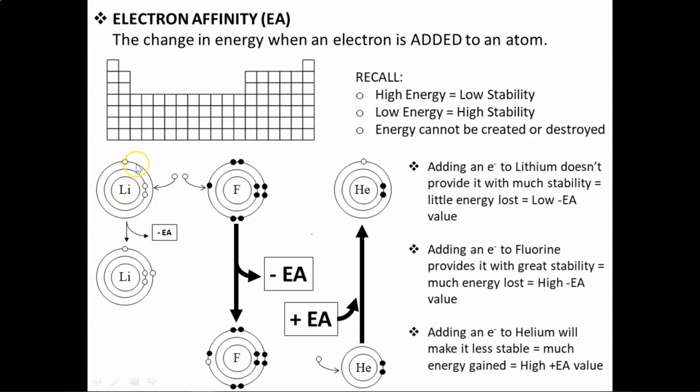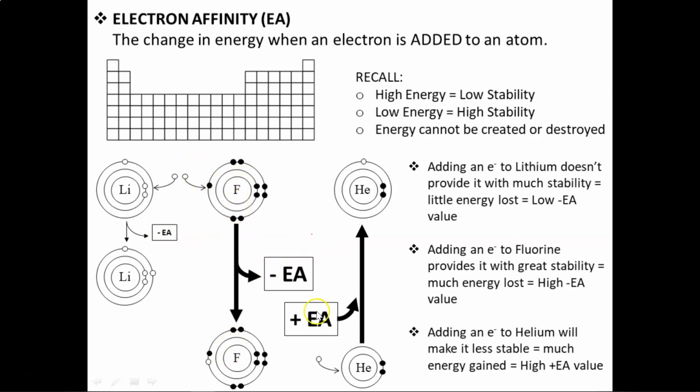Looking at lithium, however, gaining an electron doesn't really help the lithium become super stable. Remember, it would have to gain 7 more electrons to achieve a full valence shell. So adding 1 extra electron doesn't really help lithium all that much. That is why its EA value is much smaller than fluorine's. Adding an electron to lithium doesn't really do too much in terms of stability, so very little EA is released, but adding an electron to fluorine does a lot for its stability, so a lot of energy is released.